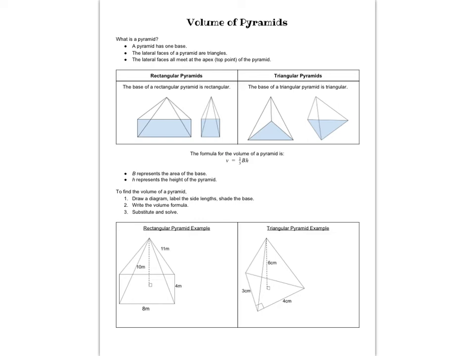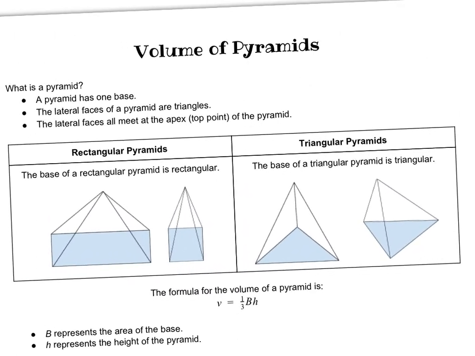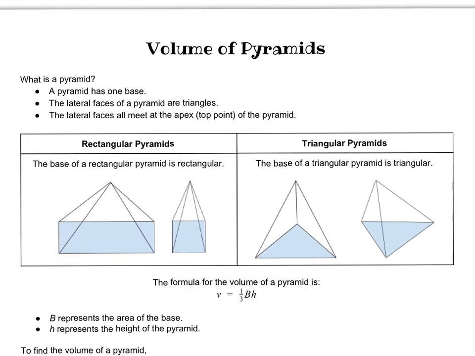Last time we looked at prisms, and now we want to look at pyramids, specifically rectangular pyramids and triangular pyramids. So what is a pyramid? Well, a pyramid has one base, and it has lateral faces that are all triangles, and those faces converge at one vertex that we call the apex. Apex really just means top.